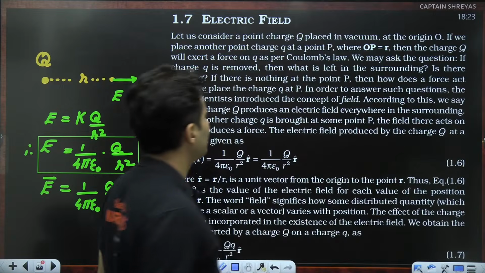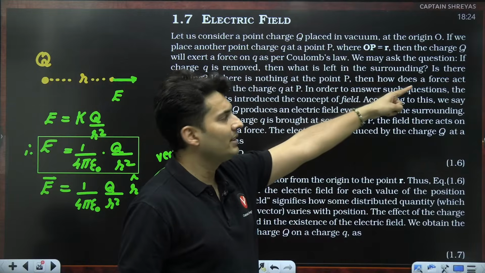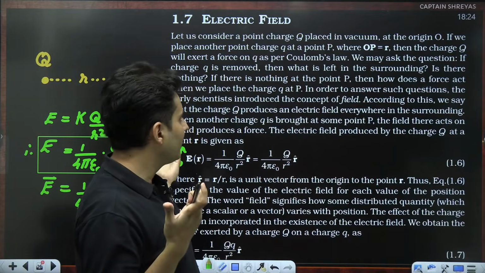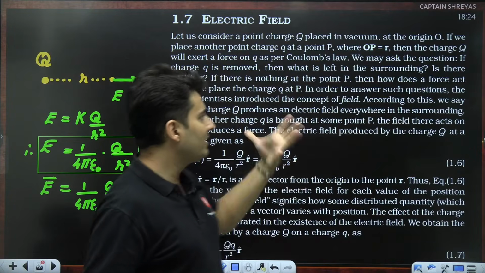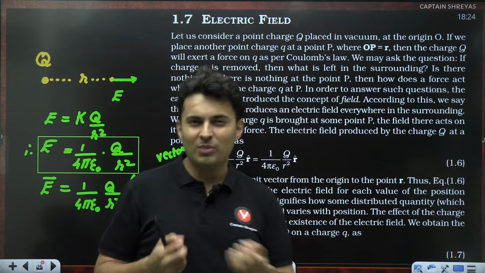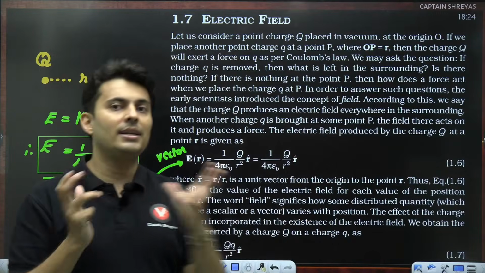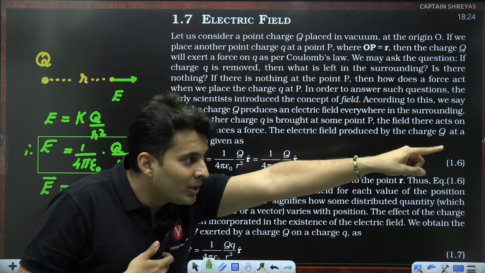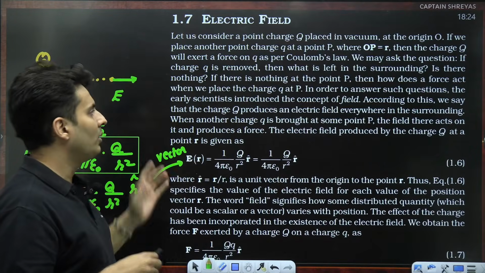Here they have exactly mentioned this. We may ask the question, if the charge q is removed, then what is left in the surrounding? Imagine there are two charges. One of the charges is removed. What is left in the surrounding? Nothing, except for that single charge. But if there is nothing at that point, how does the force act when we place a charge at that particular point? So there must be some kind of aura or some information still around that charge, which tells, hey, listen, I am a positive charge, I am here. The moment you come over there, I will be attracting you or I will be repelling you. So that is basically the concept of field.